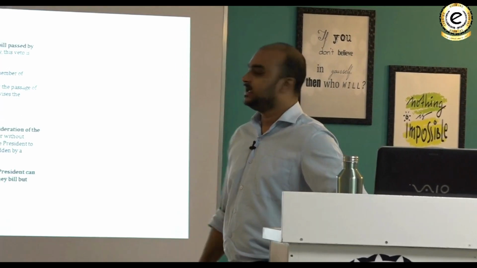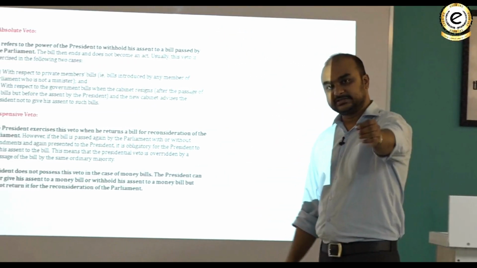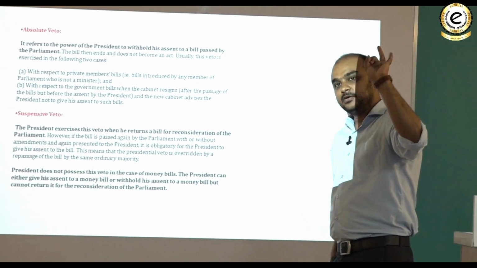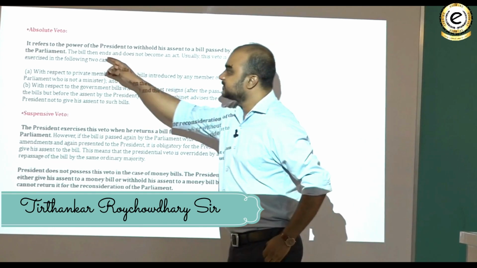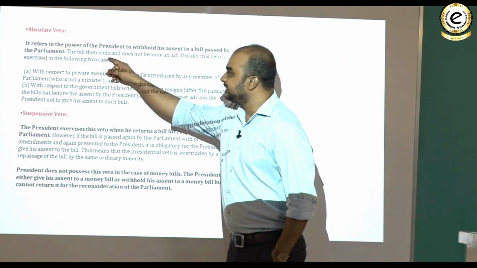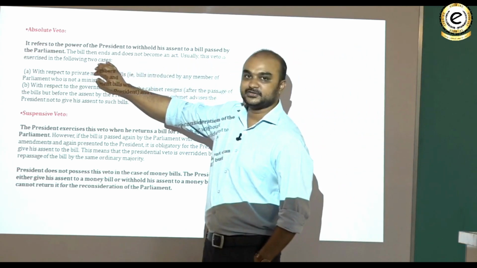So let's have a look at absolute veto. Absolute veto means when the President declares that he withholds his assent to the bill. That can be done with respect to ordinary bills or money bills. So it refers to the power of the President to withhold his assent to the bill passed by the Parliament. The bill then ends and does not become an act. Usually this veto is exercised in the following two cases.